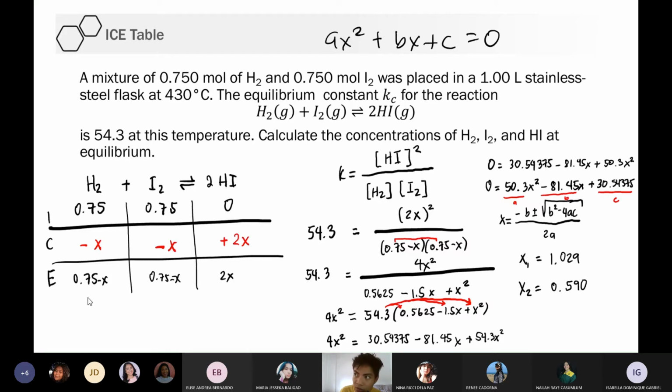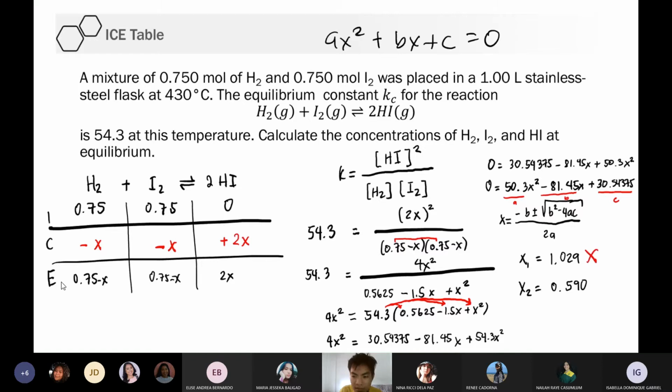What will be the equilibrium concentration for H2? That will be 0.75 minus 1.029, which is a negative number. Does it make sense na yung concentration ay negative? Hindi, no? Walang negative na concentration. Okay? So, ganun gagawin natin. Sa two values ng x, you will check who among them will make sense, no? If it will give negative concentration, then that's not the correct value of x that we are looking for.